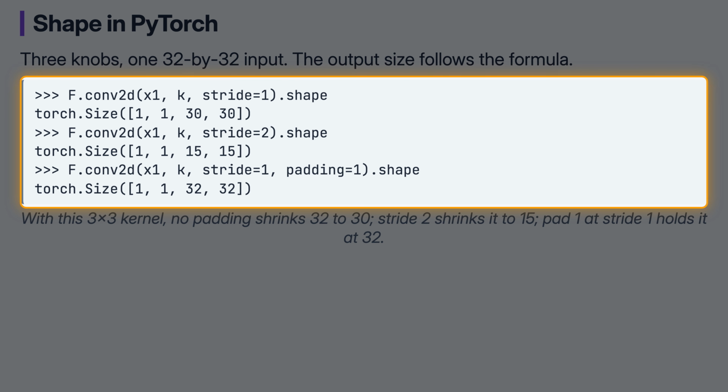Now a 32 by 32 input with a 3x3 kernel. The first call has no padding, and the shape ends in 30, 30. The border shrank it to 30. The second call uses stride 2, and the shape ends in 15, 15. The third call adds padding 1 at stride 1, and the shape ends in 32, 32. The size held. Each number is the formula run for you.